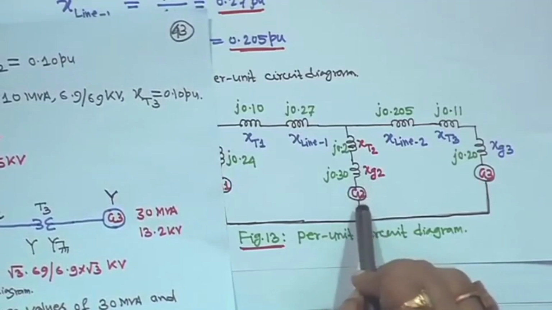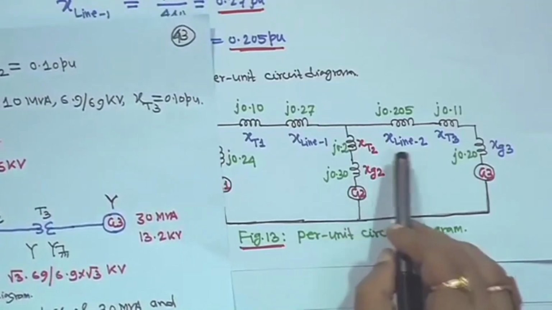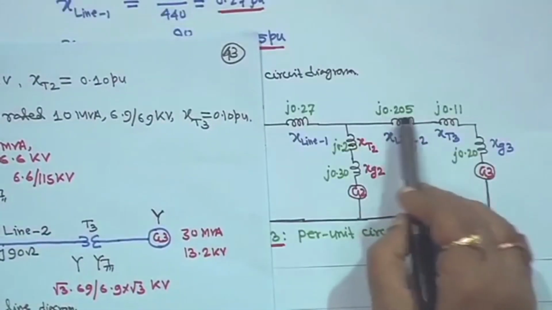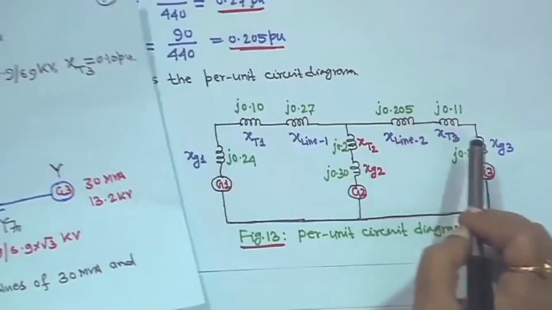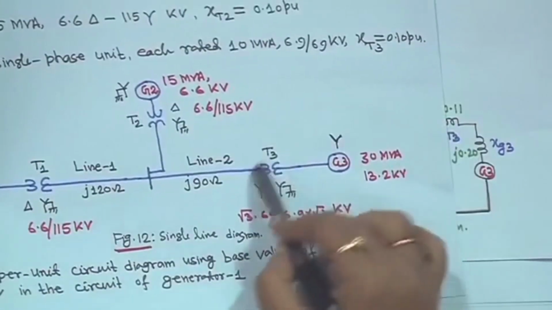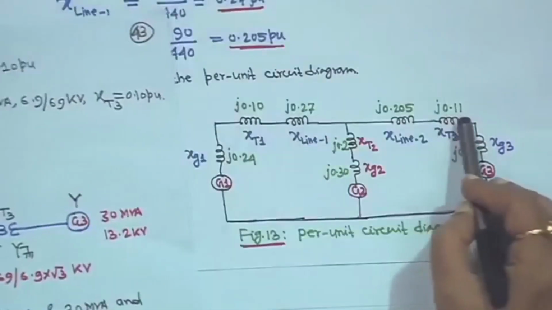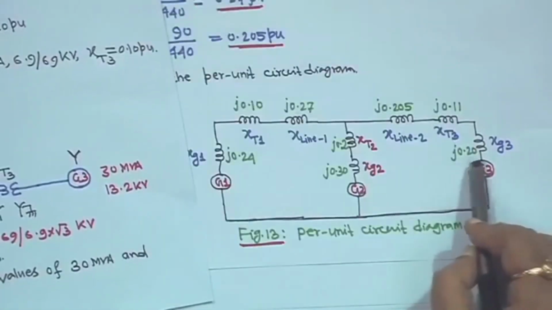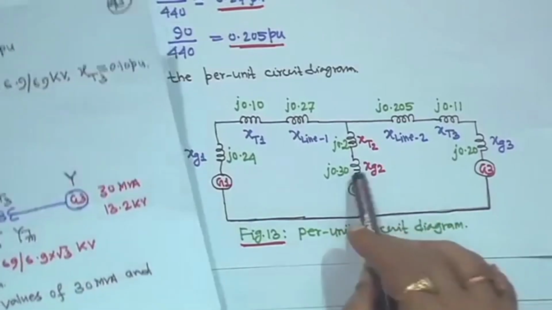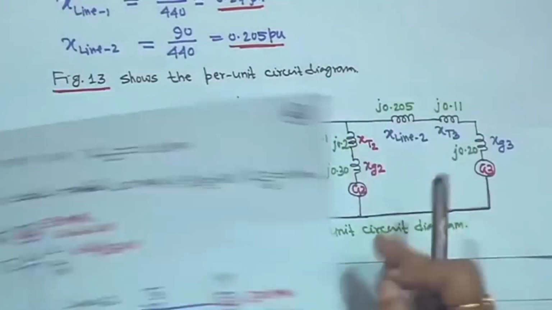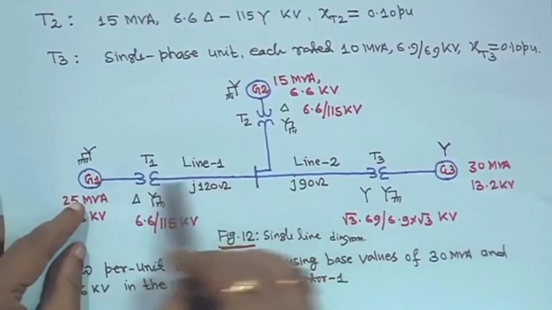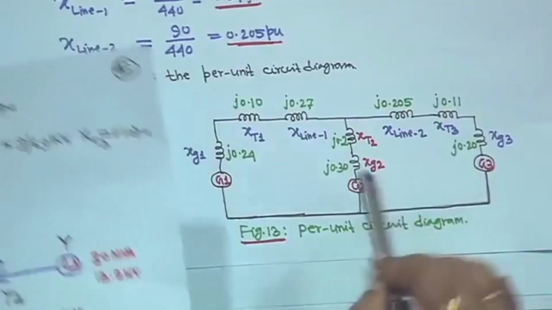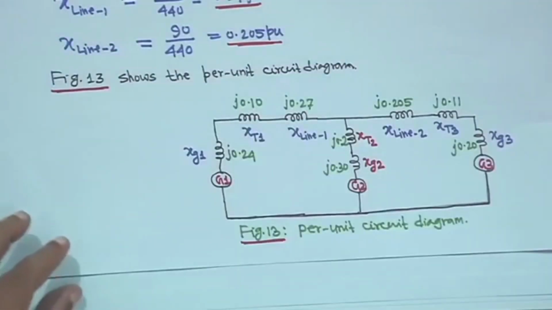that is j0.3, this is generator 2. Then this line is coming, X line 2, j0.205, then XT3 is coming, that is j0.11, then generator XG3 is coming here, j0.20, and complete the circuit. So, this is the per unit circuit diagram. This is G1, and G2 and G3 are in parallel, that is why it is in parallel. So, this is the per unit diagram.